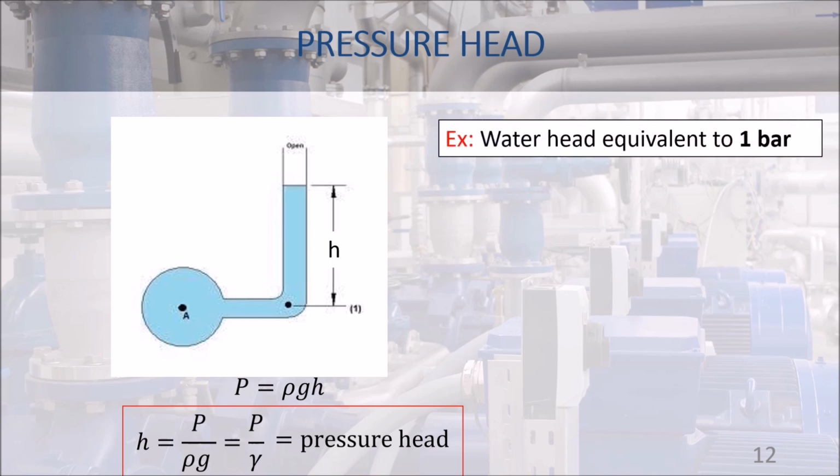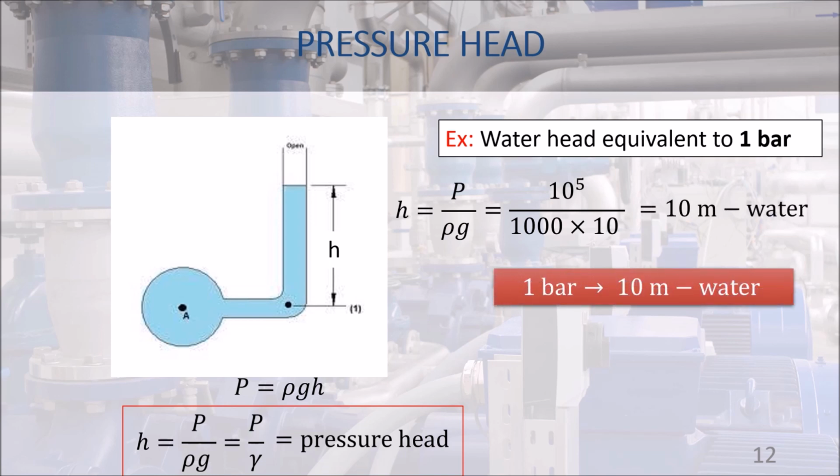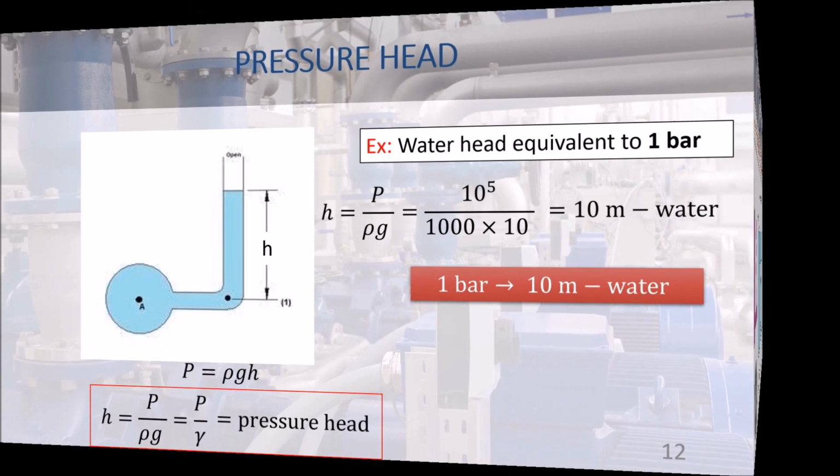For example, what pressure head of water is equivalent to 1 bar? The bar is 10 to the power 5 Pascal and the head reads 10 meter water. Yes, 1 bar pressure is equivalent to 10 meters of water head. Therefore, in a typical domestic water network where the pressure is 1 bar, the water column can rise to the 3rd or 4th floors with no pumps needed.